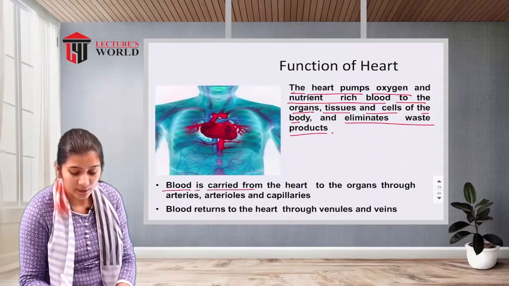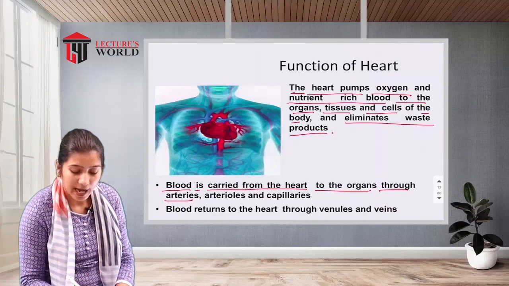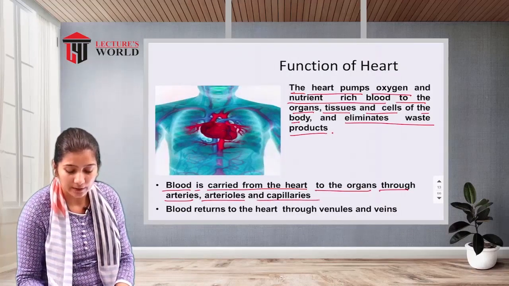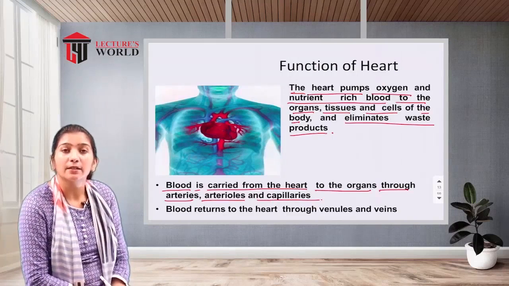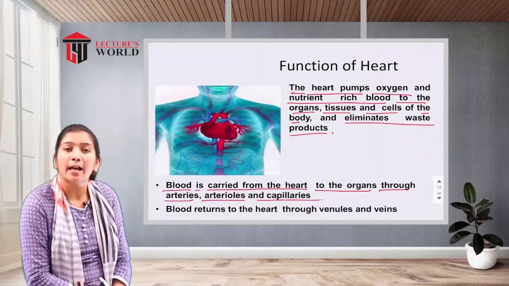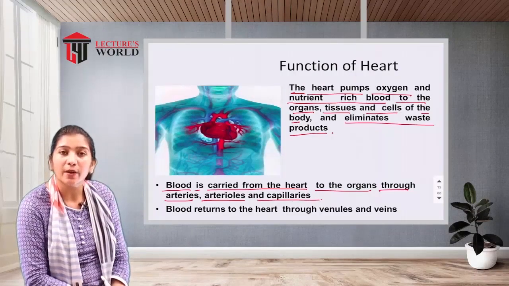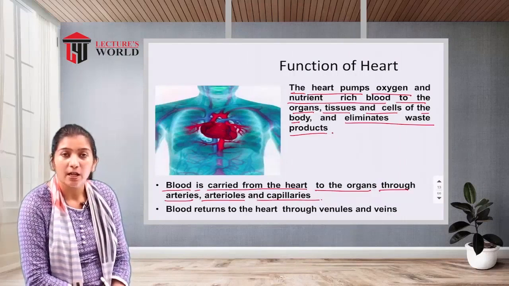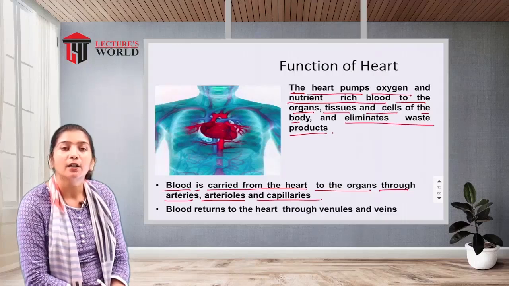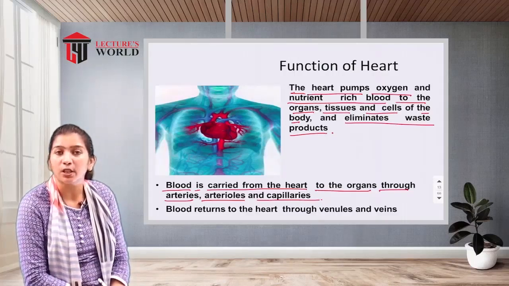Blood is carried from the heart to the organs through arteries, arterioles and the capillaries. So the oxygenated blood comes out from the heart with the help of the arch of the aorta, and the aorta is divided into several arteries, arterioles and the capillaries. So the oxygenated blood is supplied via the arch of the aorta to the arteries, to the arterioles and to the capillaries throughout the body.